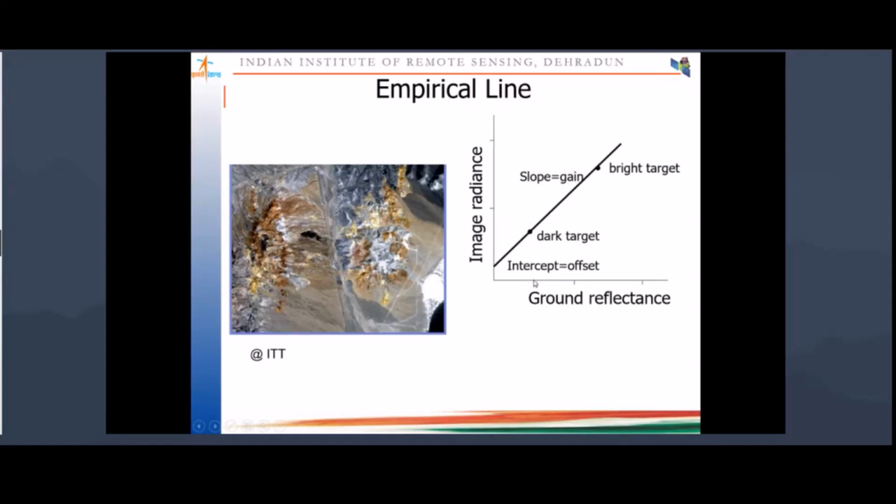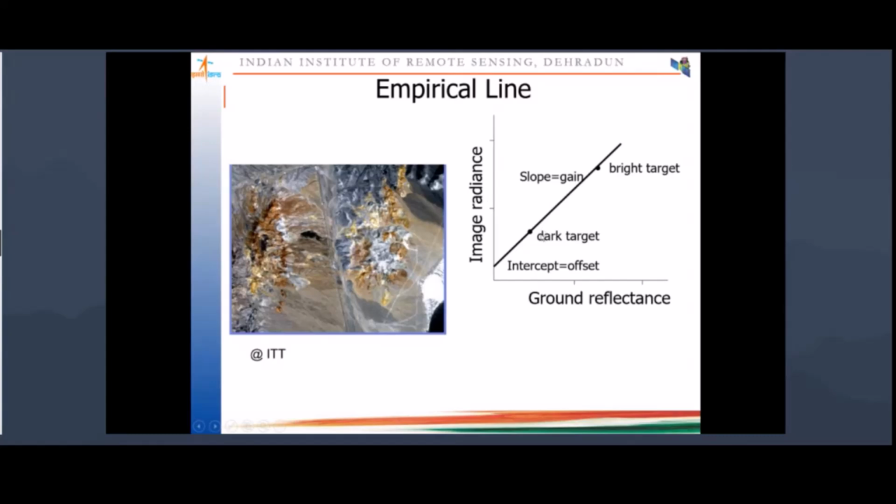So you have a direct one-to-one mapping for image radiance to ground reflectance. You only measure the ground reflectance at two regions, the bright and then the dark target. But you get the mapping for the entire image. So this way, we also call it the empirical line approach.